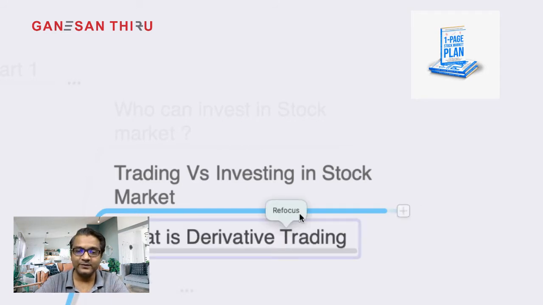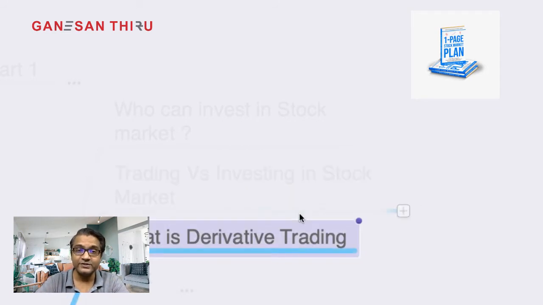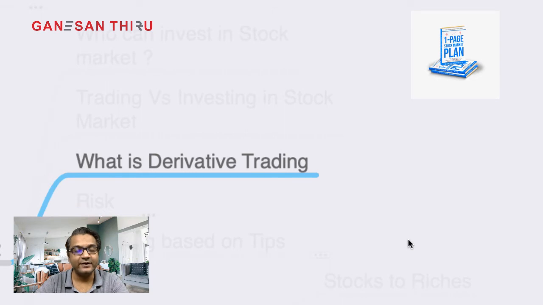Okay, and there is one more thing, the intraday I mentioned. On a daily basis, if you're buying and selling, that is called intraday trading. And another option is called derivative trading.